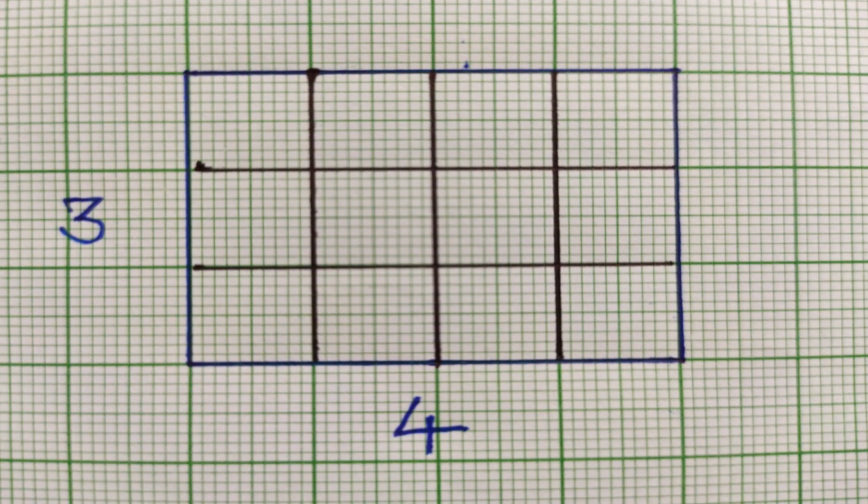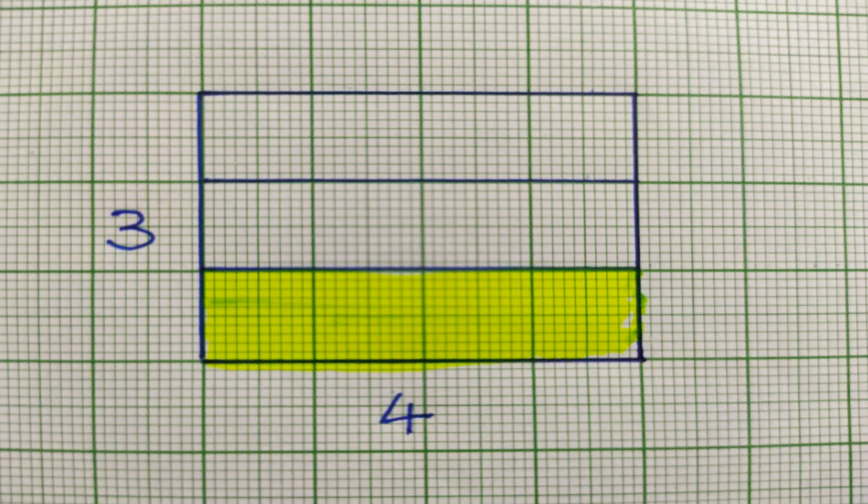Take a look at the rectangle on the graph paper. How many squares are there in one row? 4 squares. How many rows are there? 3 rows.